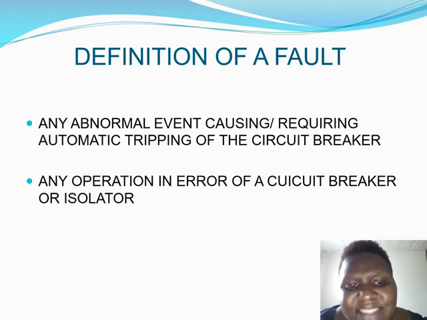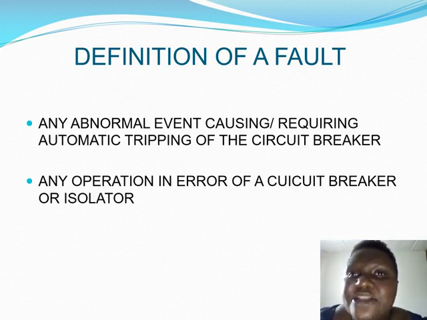The second one is if you have operation in error of a circuit breaker or an isolator, done by the operator that is in the field, or it can be done by the person that is sitting in what we call a control room. Those people, if they press a button and it opens up a breaker or an isolator, then we also say that becomes a fault. Although it was not a component that was faulty, it was an error that was done which made the system no longer available to your electrical power system.